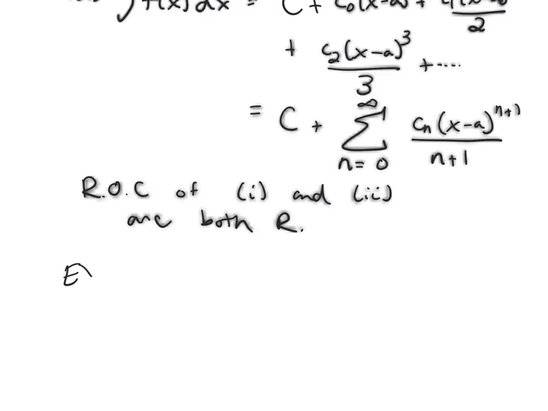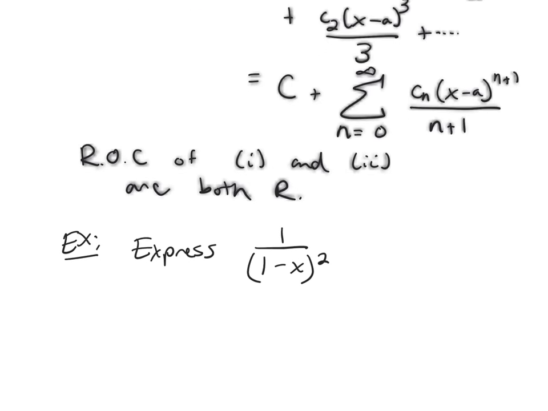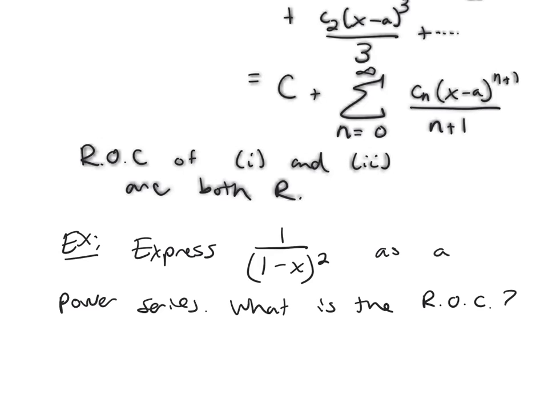We're going to look at expressing 1 over (1 minus x) all squared as a power series. What is the radius of convergence?